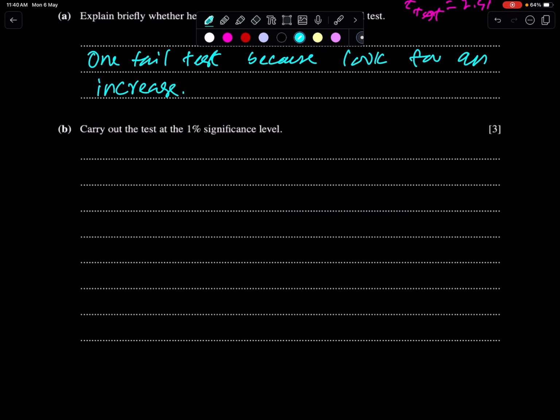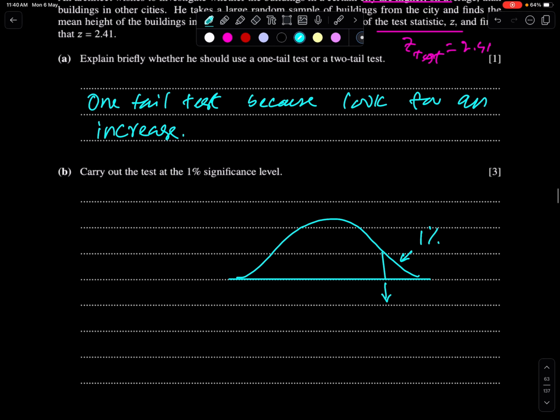Carry out the test at the 1% significance level. So we need to check what is the value for 1%, either from a calculator or the normal distribution table. This value is 2.326. This is known as Z critical. If you are using calculators, put 1% directly. If you are using the normal distribution table, then find phi inverse 0.99.